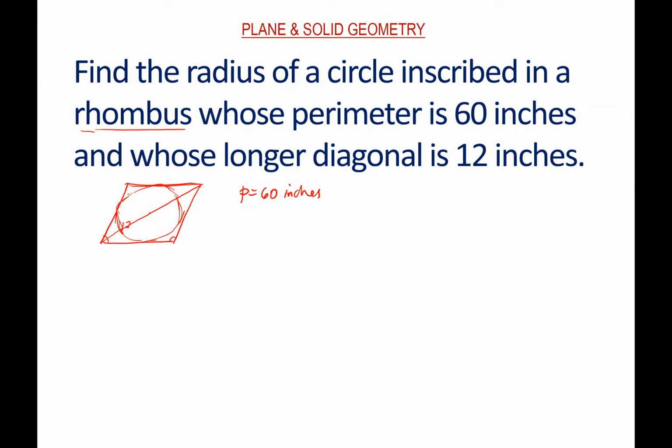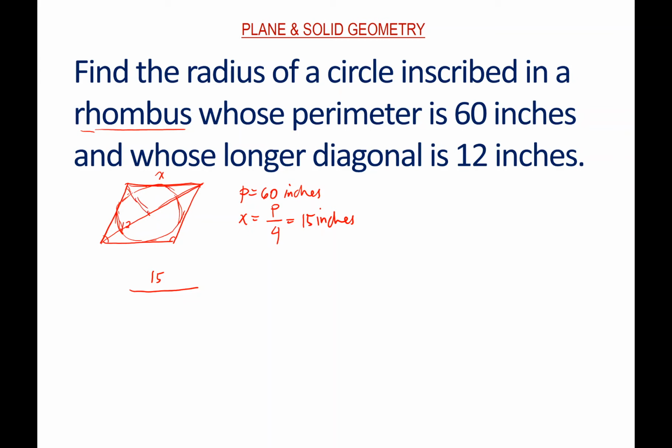Okay, so given the perimeter, we can get x, the length of the side of the rhombus, which is P divided by 4. So this is 60 divided by 4, which is equal to 15 inches. Now you can construct, so you have 15 and you have 12. Take half of the 12, and here we get this one, and then we get the shorter diagonal.